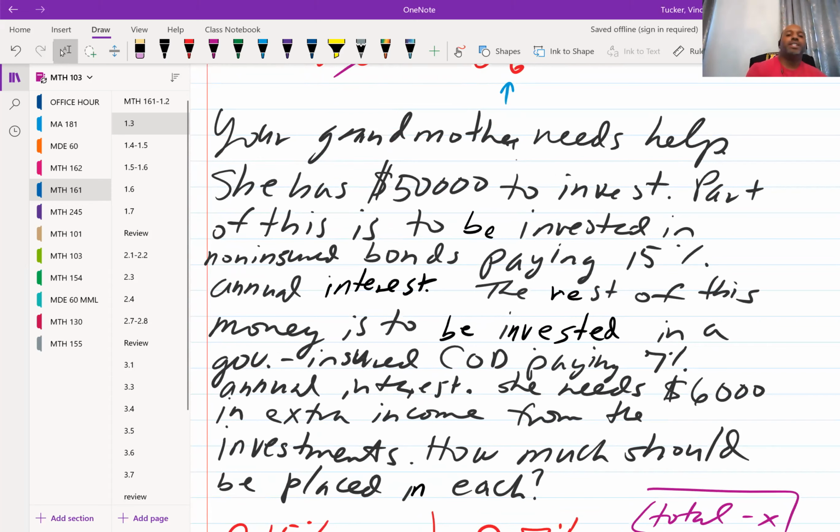your grandmother needs help. She has $50,000 to invest. Part of this is to be invested in non-insured bonds, paying 15% annual interest. The rest of this money is to be invested in a government insured CD, paying 7% annual interest. She needs $6,000 in extra income from the investments. How much should be placed in each? All right, I'll give you a chance to write that down.